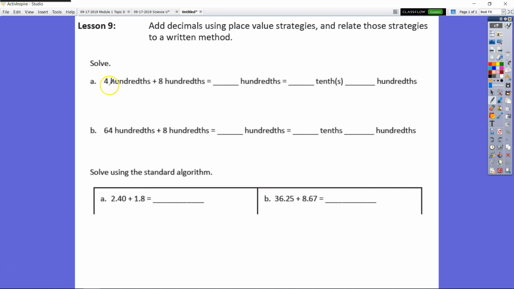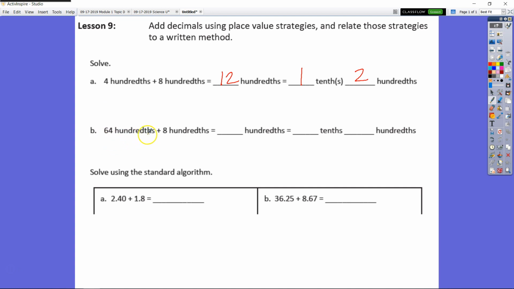So we have 4 hundredths plus 8 hundredths. We know that 4 plus 8 is 8, 9, 10, 11, 12 hundredths. So we will just write our 12 hundredths in here. And then if we look at 12 hundredths, we could rename that as 1 tenth and 2 hundredths.